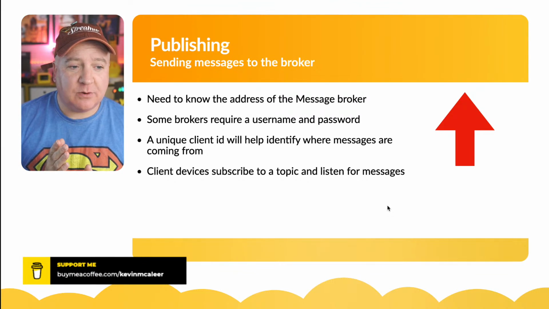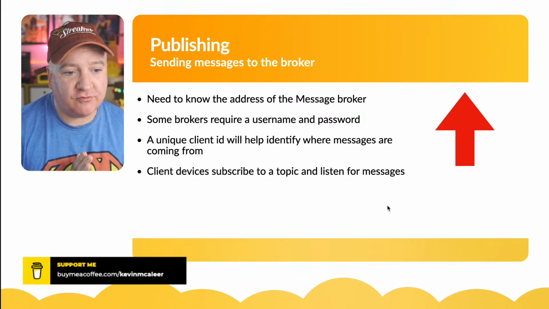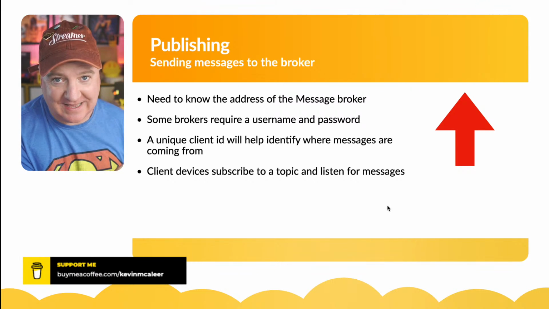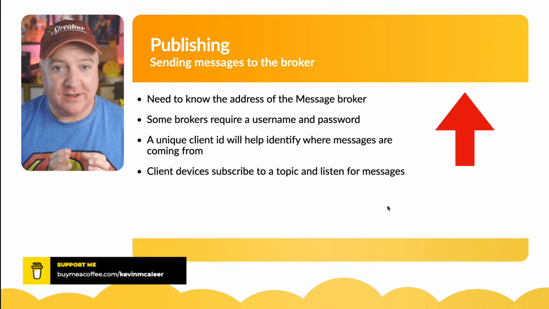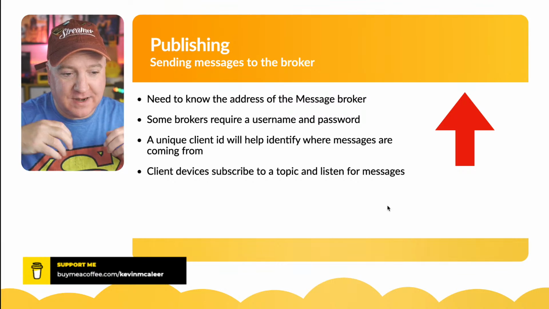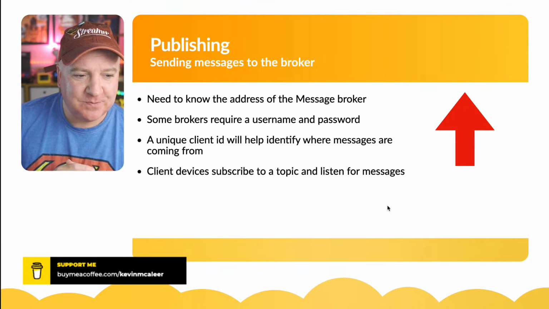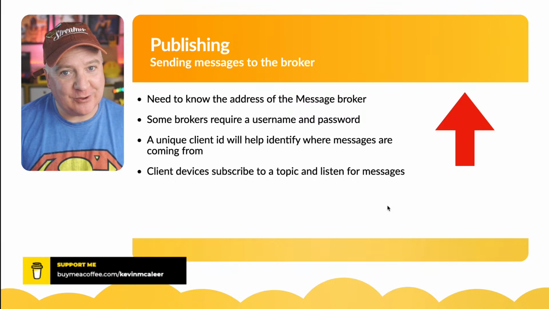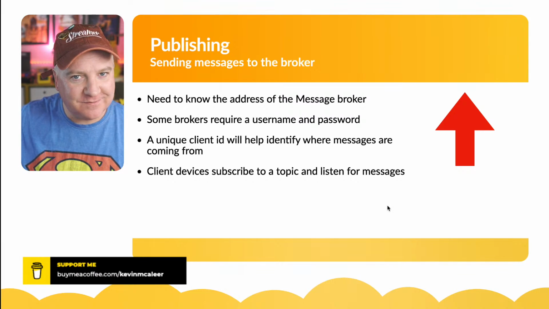So publishing is how we send messages to the broker. So we need to know the address of the message broker. On my network, I've got an IP address that I've had for many years now, which is the address of my MQTT broker in my home network. So it's 152. And then some brokers require a username and password. I was really bad in the early days, and I've put these in the loft now, these devices.